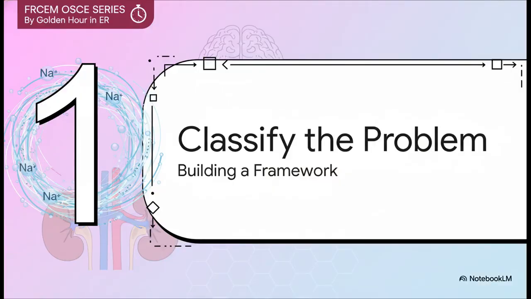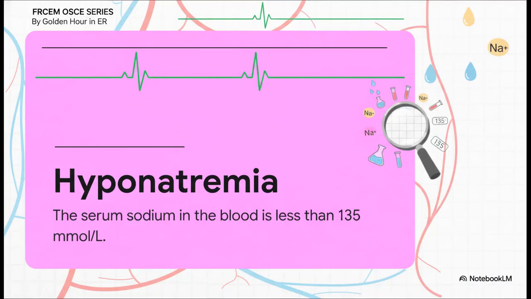All right, so before we can even think about treating, we have to classify. Building a solid framework is the absolute key to not getting lost in the weeds. This is exactly how you're going to structure your thinking, both in the exam and at the bedside. The basic definition is super simple, right? Serum sodium less than 135. But that's just the ticket to the game. The real clinical decision-making, the important stuff, all starts with how we classify it from here.